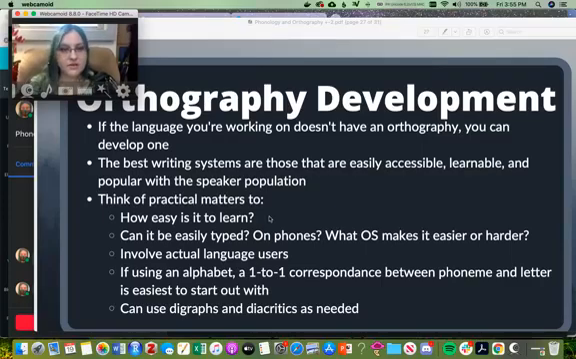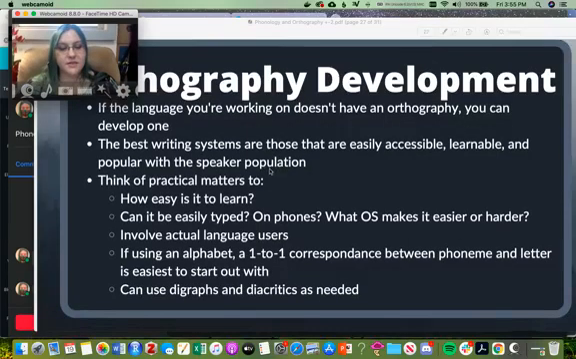a community of speakers. If you're using an alphabet, it's a good idea to stick to a one-to-one correspondence between the phoneme and the letter, just to start out with, so that you don't run into too many unnecessary complications. But you can add digraphs and diacritics to your letters, like accent marks and things, as needed. There are a lot of options that you have when you're developing an orthography using an alphabet.